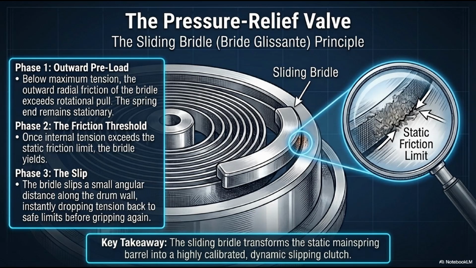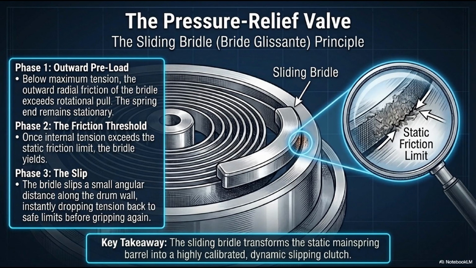The solution to the infinite energy paradox is the pressure relief valve, the sliding bridle, or bride glissant. This humble strip of metal prevents the watch from destroying itself. Look at the cross-section of the barrel. Phase 1 is the outward preload. The bridle is a stiff, curved piece of spring steel attached to the very end of the mainspring. It pushes outward against the smooth inner wall of the barrel drum. Below maximum tension, the outward radial static friction of the bridle against the wall far exceeds the rotational pull of the coiling spring. The spring end remains perfectly stationary, allowing the watch to wind normally.